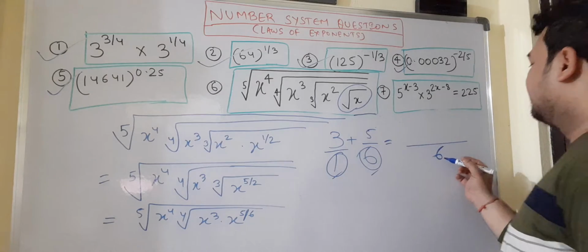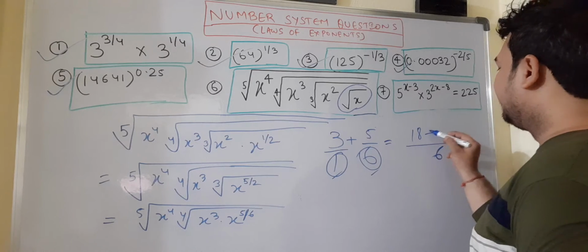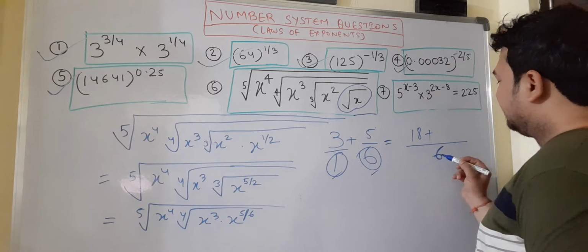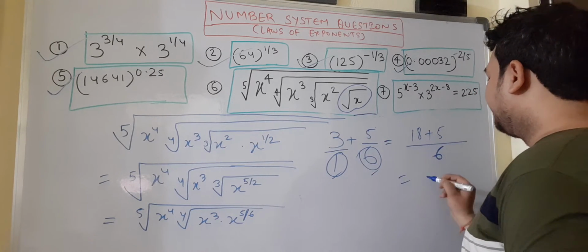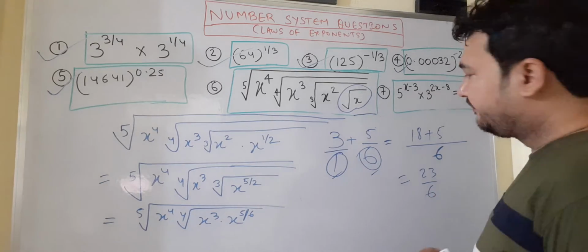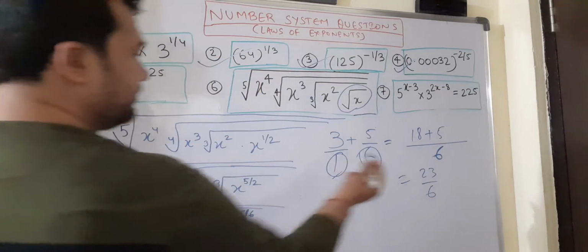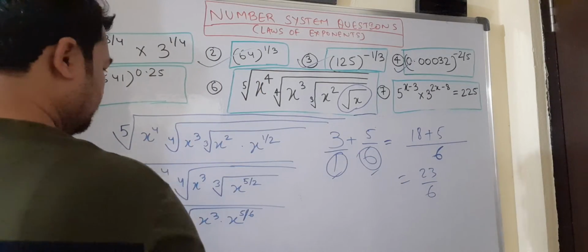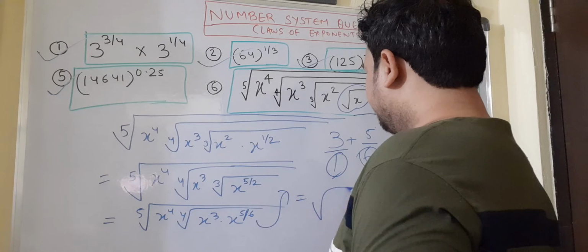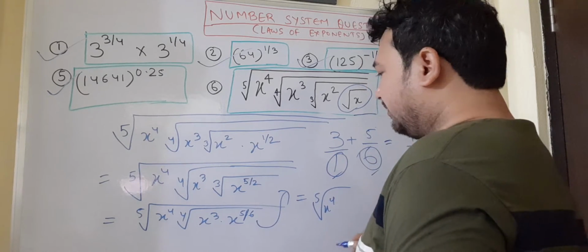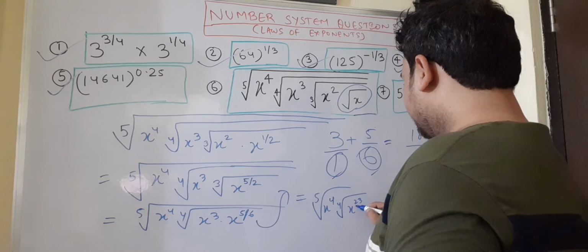So what is the LCM here? It is 6. 6 ones are 6, so 6 multiplied with 3 gives you 18, and 6 divides 6 one time, 1 multiplied with 5 gives you 5. 18 and 5 is 23 upon 6. So if you add 3 and 5 by 6, you will get 23 by 6. So you can write from here, it will be fifth root of x to the power 4, fourth root of x to the power 23 upon 6.